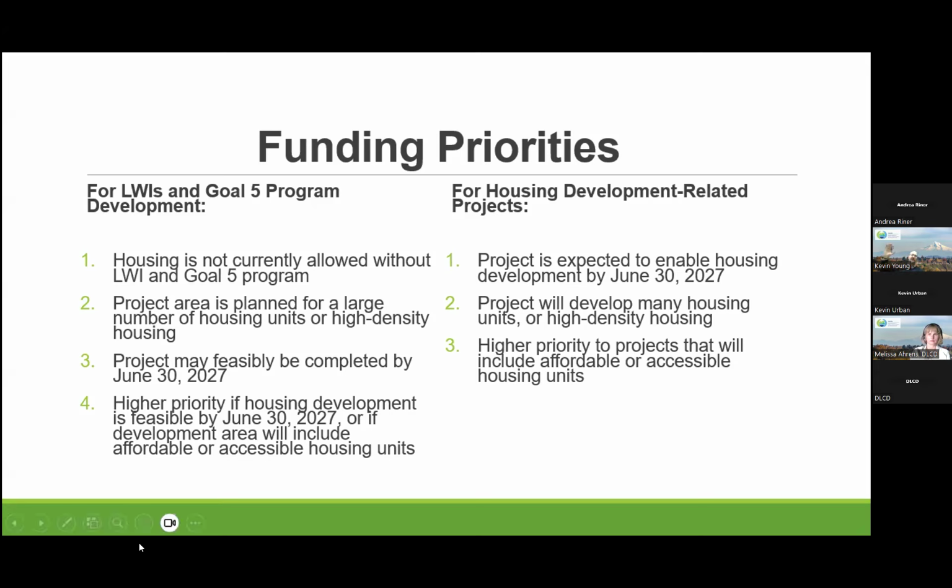All right, so that's all LWIs in Goal 5. On the other side of things, for specific housing development related projects, the criteria are a little more straightforward. Project is expected to enable housing development by June 30 of 2027. The project will develop many housing units or high density housing. So we're looking to really maximize getting housing built in the near term with these dollars. And again, higher priority projects will include affordable or accessible housing units. Next slide, please.